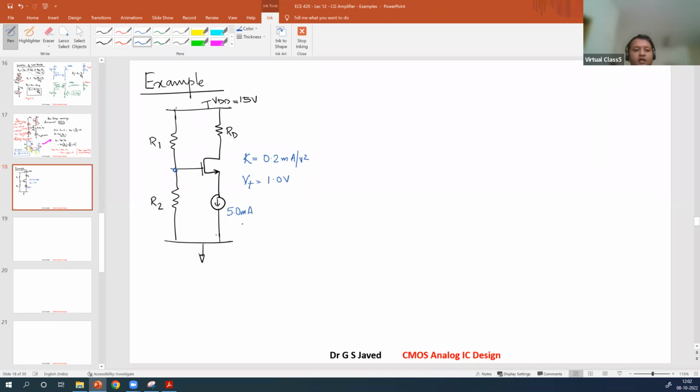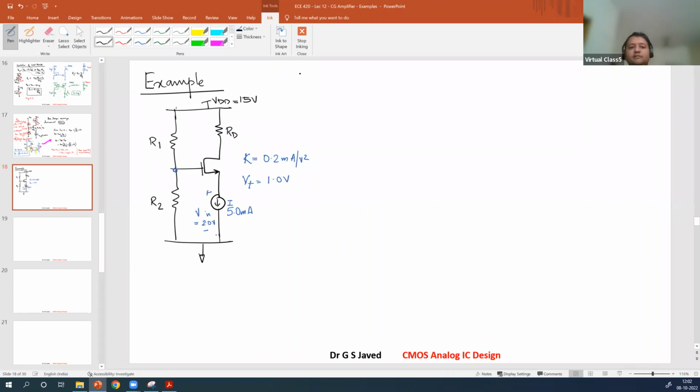This is 5 milliampere current, and there is a minimum voltage Vmin, right? This Vmin is given as 2.0 volt. This is the current that is flowing through here. Now, given these conditions, find R1, R2, and RD. Now, let us quickly look at the solution.